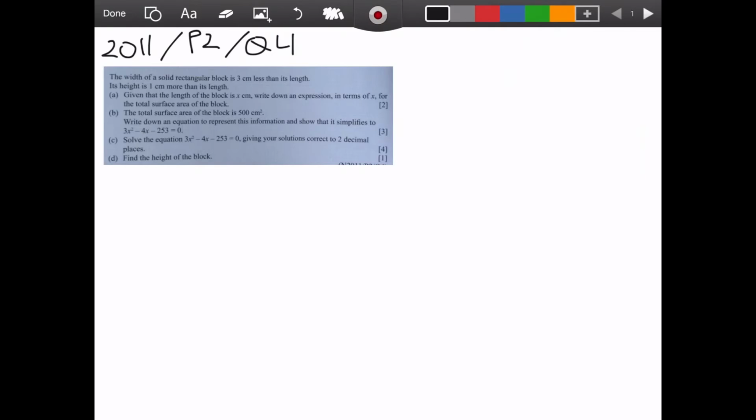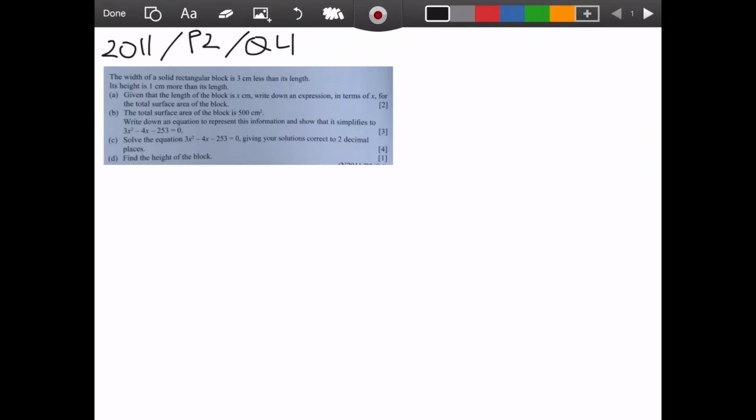Hi everyone. So today we are going to solve a question on the topic of equations and inequalities from the year 2011, paper 2, question 4.